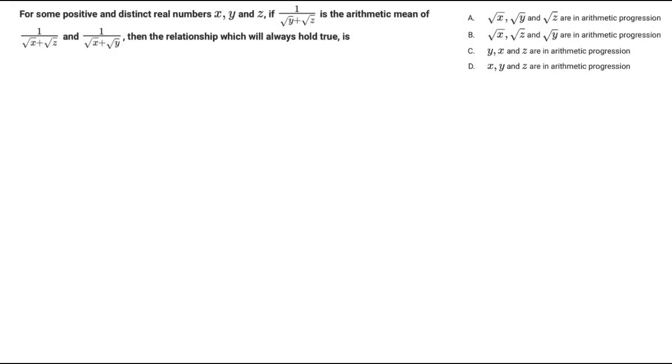Okay, so this is our next question from CAT 23, the first slot. You can pause the video and give it a try, and then you can resume the video for the solution.